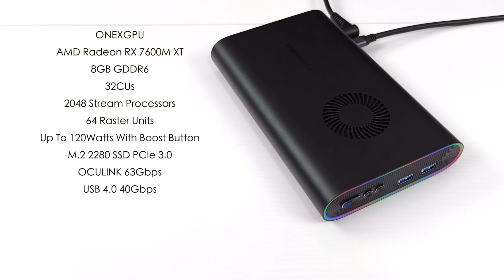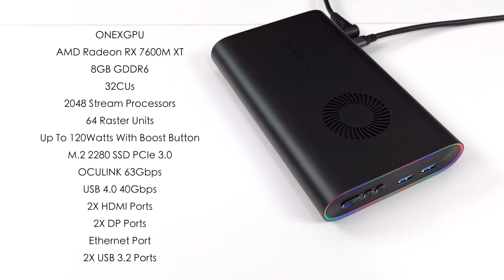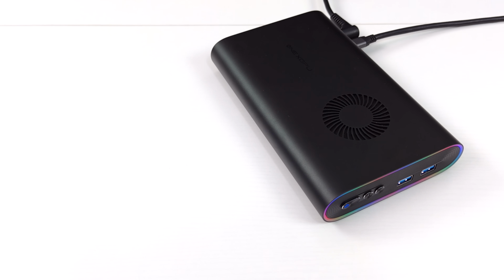Taking a look at the specs of the new ONEXGPU, inside of this thing, we've got an AMD Radeon RX 7600M XT with 8 GB of GDDR6 VRAM, 32 compute units, 2048 stream processors, 64 raster units, and this will actually do up to 120 watts with the boost button on the front powered on. We've also got that PCIe 3.0 M.2 slot, so we can add a ton of storage here. OCULINK port at 63 gigs, USB 4 at 40 gigs, two HDMI ports, two display ports. We also have Ethernet and those two USB 3.2 ports.